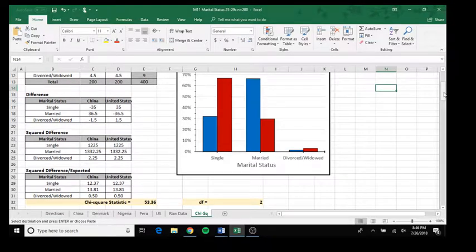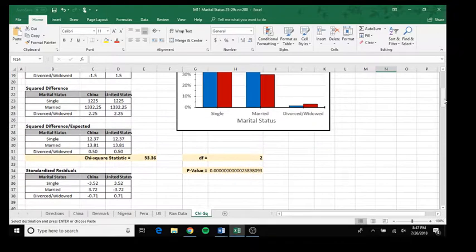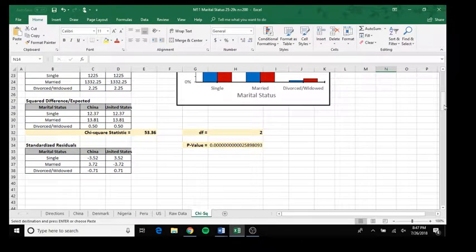And so the difference between both of those is China has -35 and the United States has exactly 35. China has 36.5, and the United States has negative 36.5. China has negative 1.5, and the US has 1.5. So when you square the differences for both of these, both countries come out with the same calculations, and for the squared differences over expected, they both come out with the same calculations as well, and the standardized residuals are the same thing.